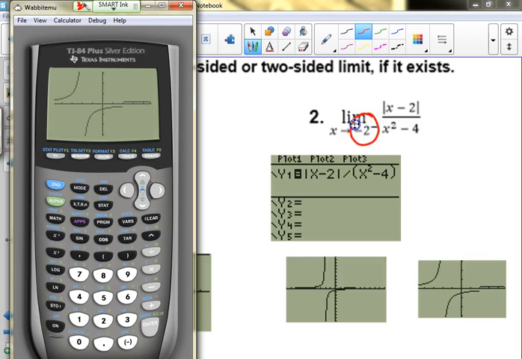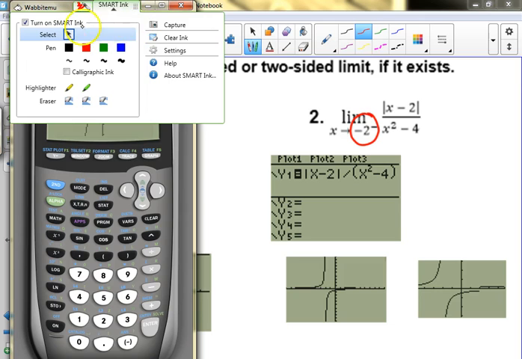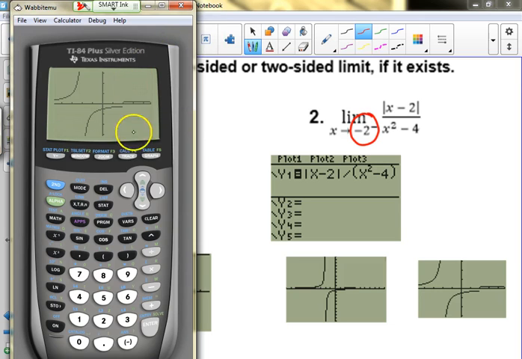-2 from the left. Here's -2 on my graph, and I'm coming from the left. So what's it doing? Looks like it's getting really, really big. How would I test that? If I went to the table, what's getting closer to -2 from the left?